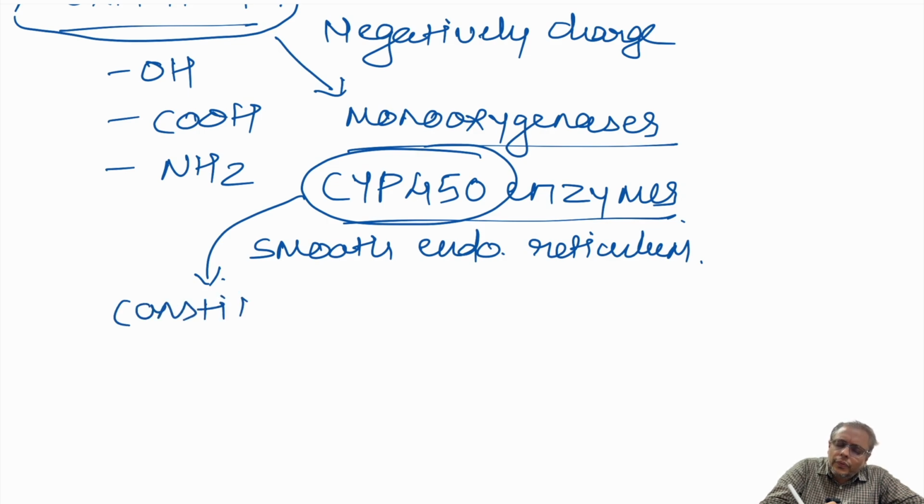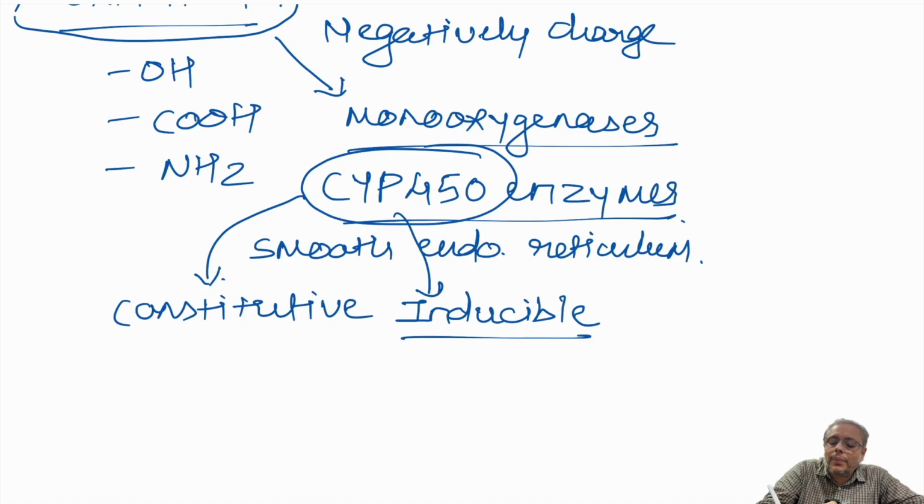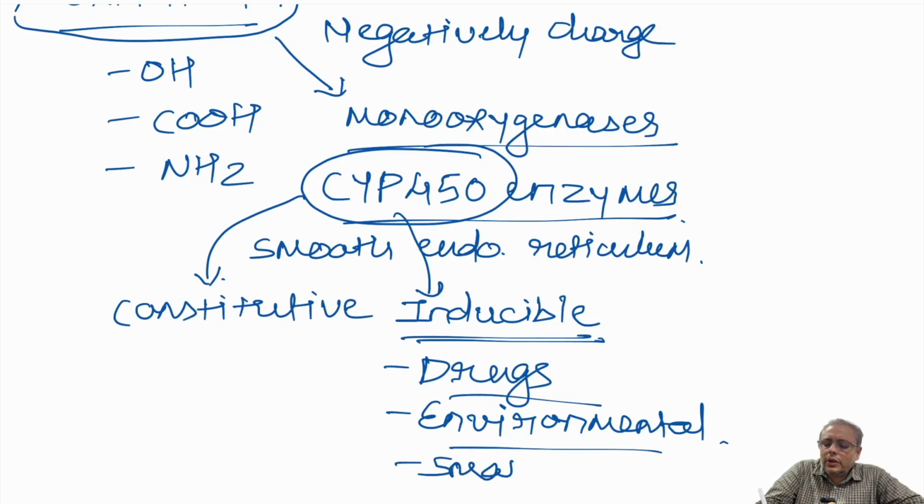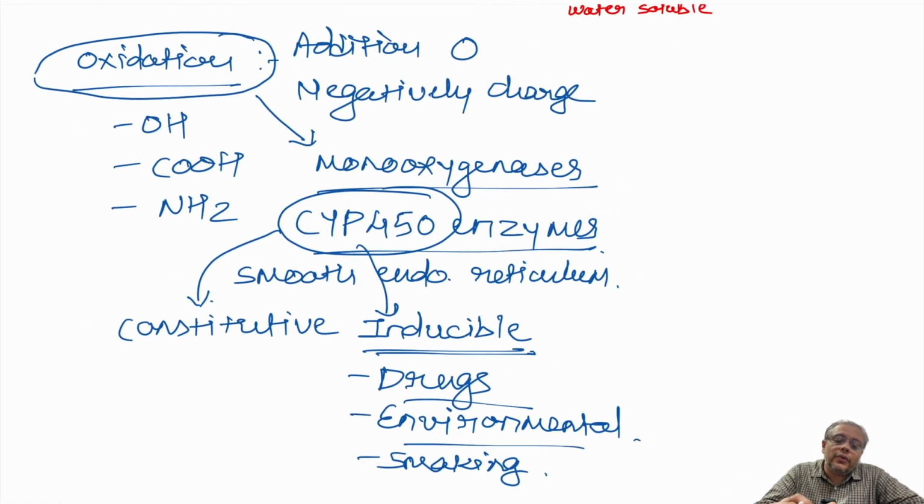Now there is another point, that these CYP450 enzymes are of two types. These are constitutive, so this is not going to create the problem, but they are inducible also. Inducible means the number of these CYP450 enzymes can be increased. Now, which are these inducers? This can be either drugs or environmental agents or carcinogens, smoking, all these will lead to microsomal enzyme induction. Now the clinical importance of microsomal enzyme induction and inhibition, I will again prepare a separate video on that.